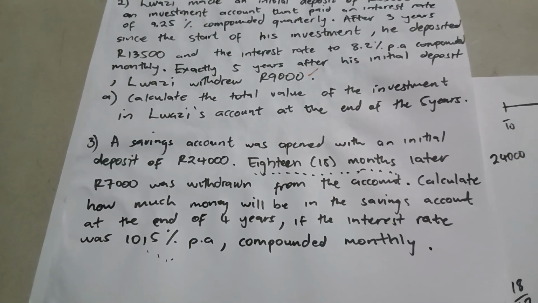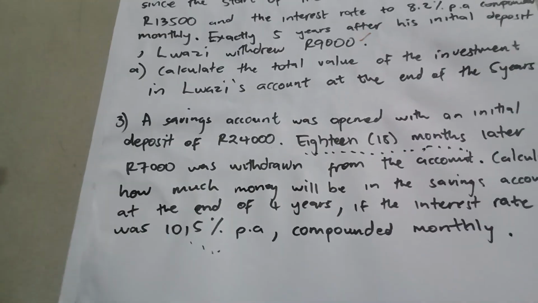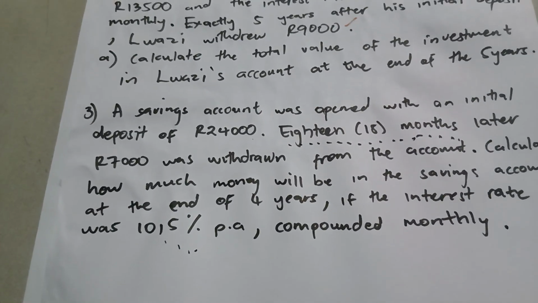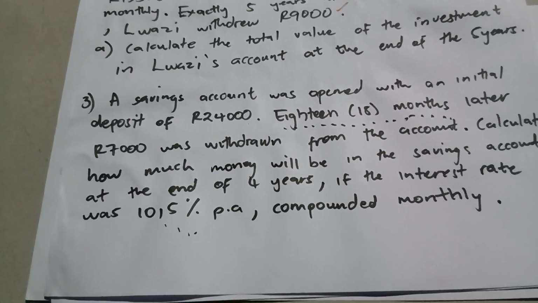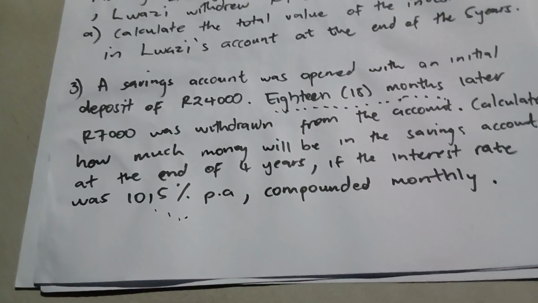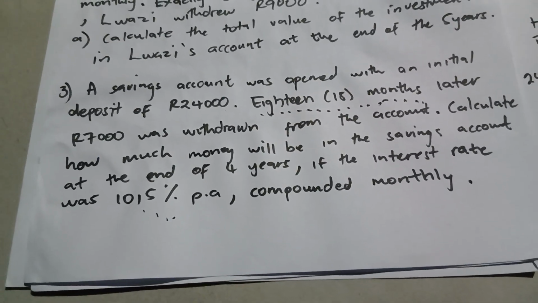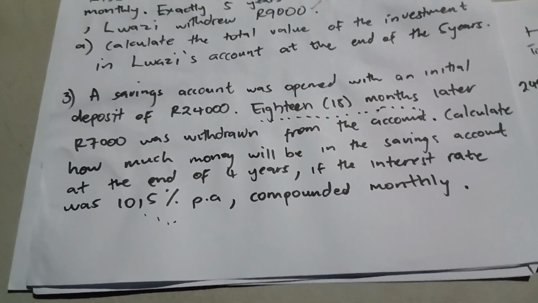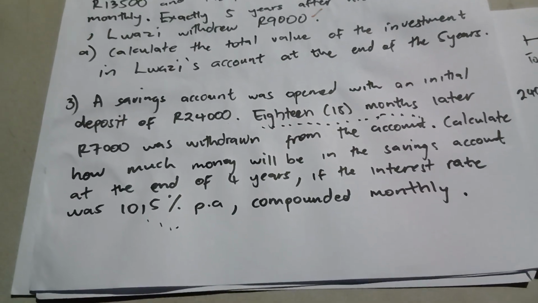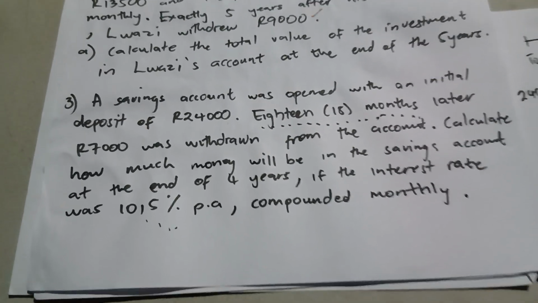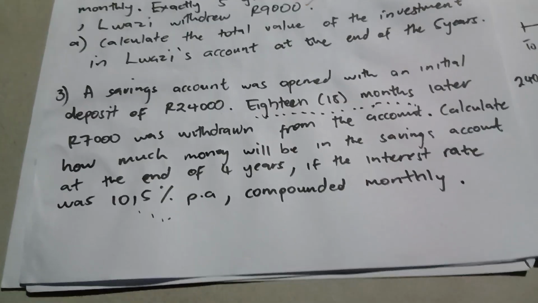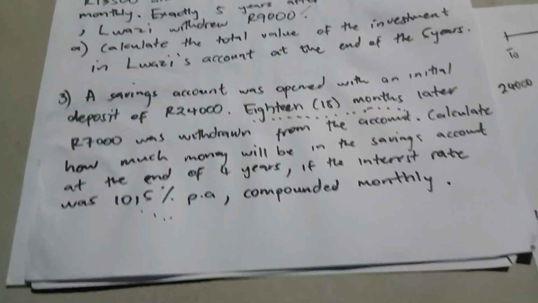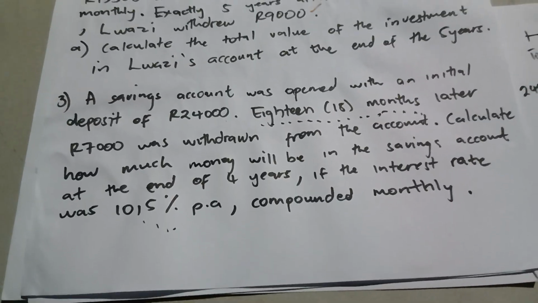Remember that 7,000 withdrawn from the account will also affect the interest on that 7,000. Why? Because it was withdrawn during the time period. So hence it affects the interest.